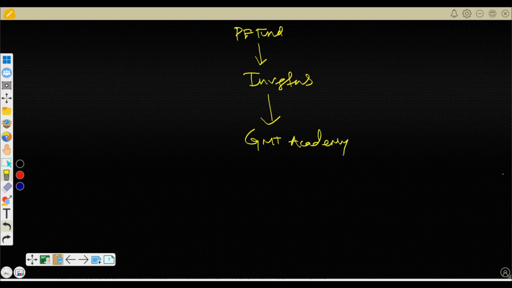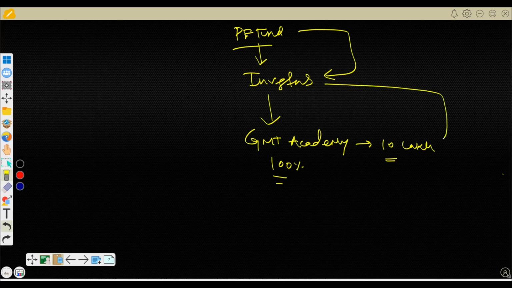I'm looking for a 10 lakh valuation. Let's say I'm holding 100% ownership at the moment. Then the GMT private equity fund can communicate with the investors, meaning you guys, where the private equity fund can demonstrate this deal, where GMT is looking for a 10 lakh investment, right? And if this deal gets executed, then the private equity fund will execute the deal.